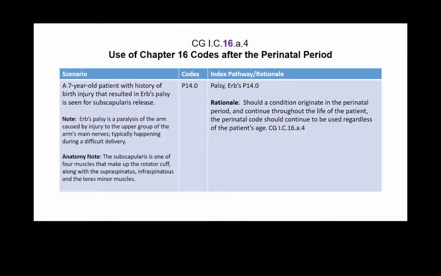And here's the use of Chapter 16 codes after the perinatal period. Remember, the perinatal period is from before birth through 28 days. This is a 7-year-old patient with a history of a birth injury that resulted in Erb's palsy, seen for a subscapularis release. I have two notes here. First is to tell you that Erb's palsy is a paralysis of the arm that's caused by injury to these nerves in the arm. Typically it happens during a difficult delivery. And then the anatomy note I have is that the subscapularis is one of 4 muscles that make up the rotator cuff. And I've got all the muscles listed there.